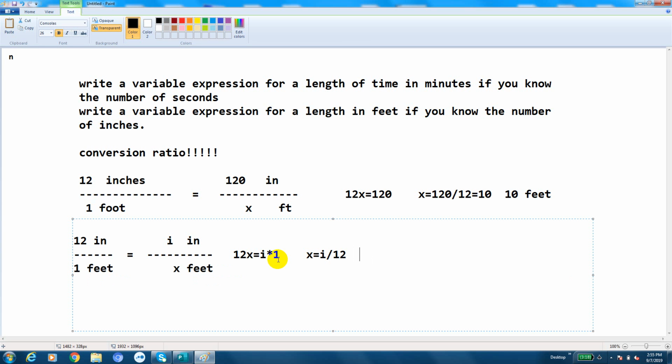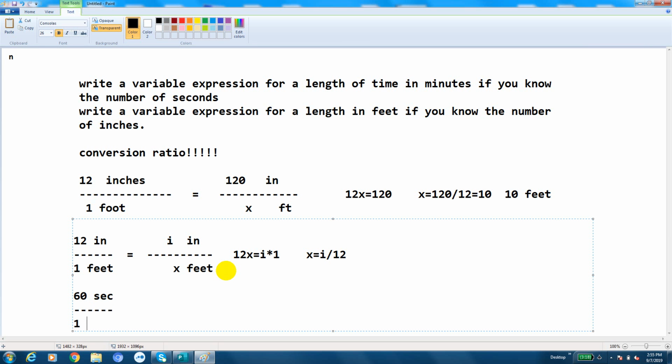So let's do the actual homework problem here. Write a variable expression for length of time in minutes if you know the number of seconds. First of all, it's minutes to seconds, which means you have a conversion ratio from seconds to minutes. So you think this through. How many seconds are in a minute? 60 seconds in 1 minute, right?